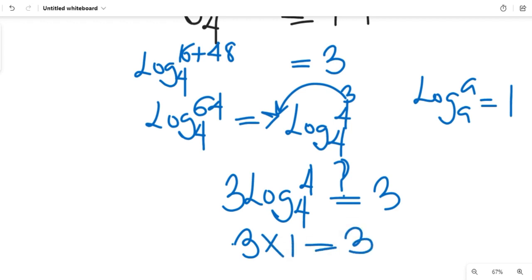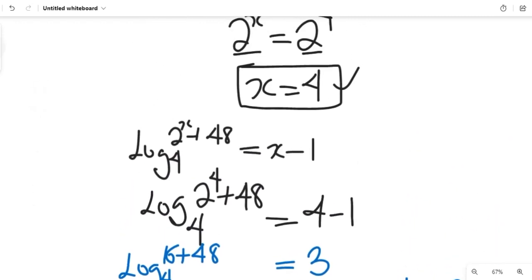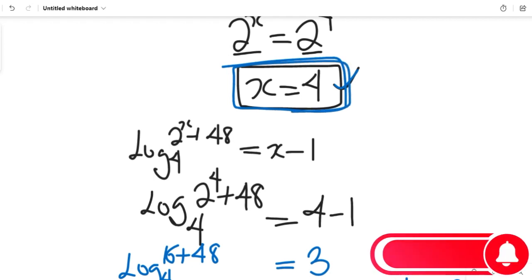So we see that our solution x equal to 4 truly satisfies that logarithmic equation. This is all I have for you for now.